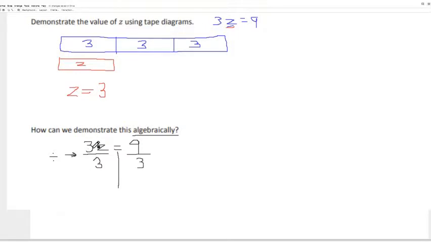Well, this is what's going on. This has 3 divided by 3. Well, remember, 3 divided by 3 is 1.